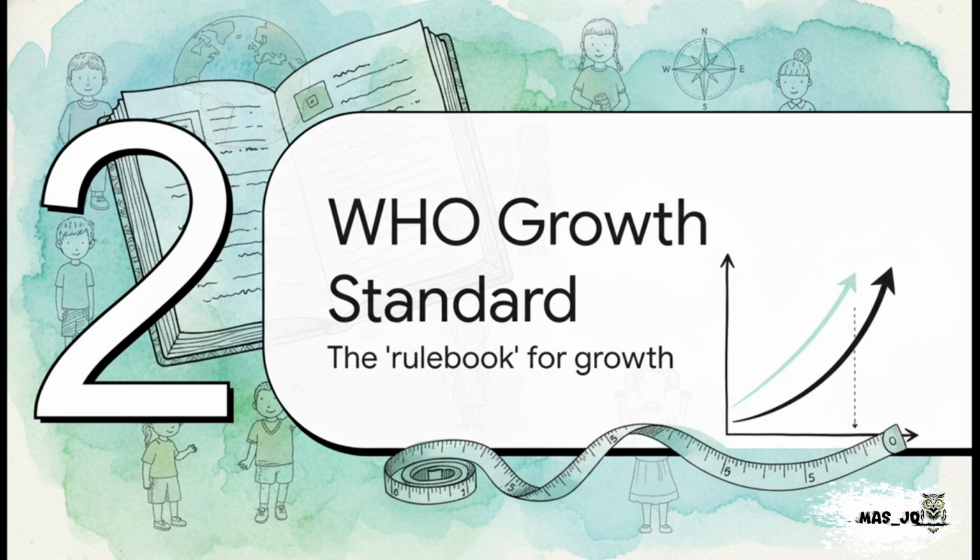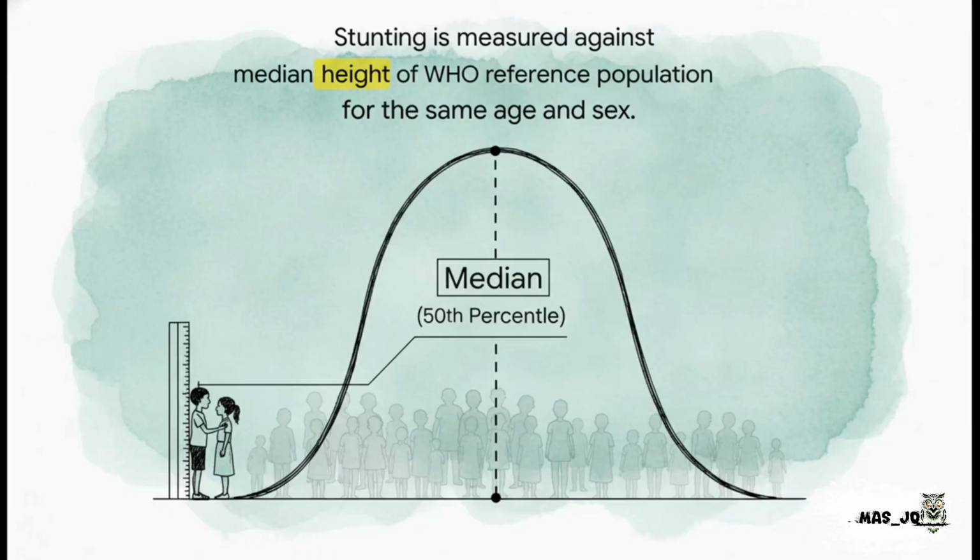So that brings us right to our second point, the WHO growth standard. You can think of this as the universal rulebook. It's the official benchmark that makes sure we're making fair and consistent comparisons of kids' growth, no matter where they are in the world. So what are we actually comparing against? Well, this standard isn't just some random number. It's based on the median height from a huge population of healthy children. And median just means the exact middle, the 50th percentile. So we're literally comparing one child to the precise midpoint of what's considered healthy growth.